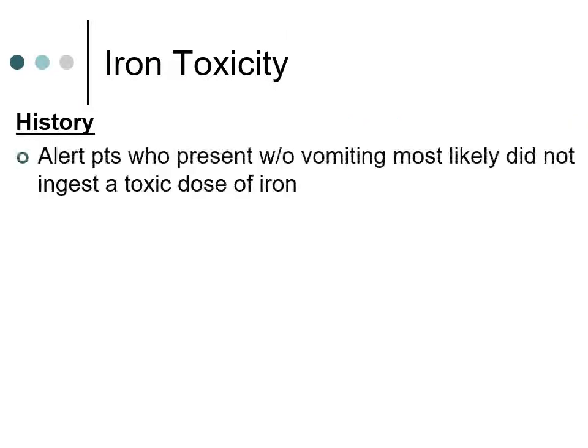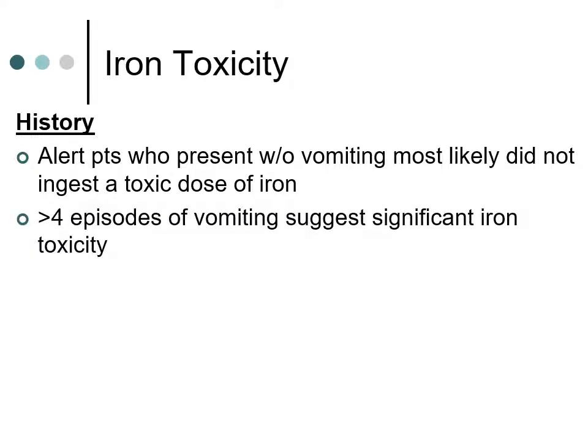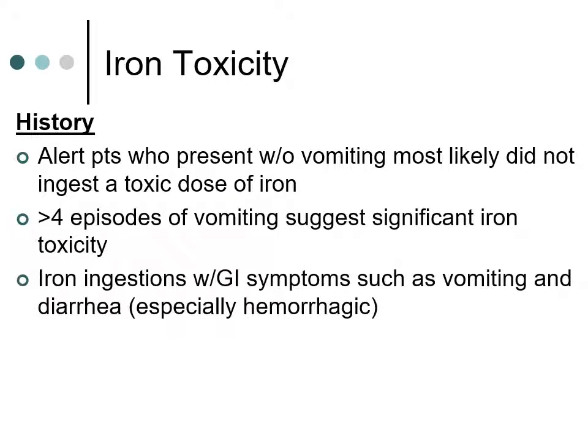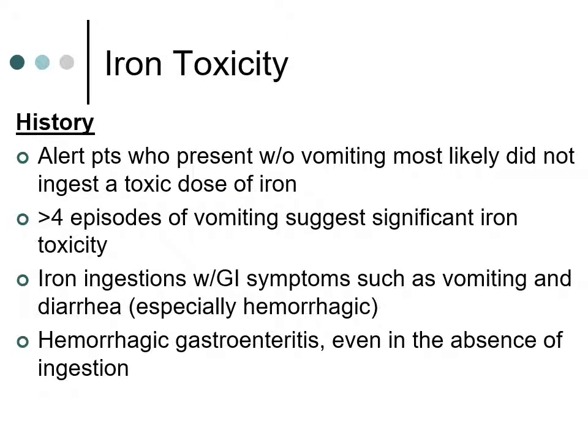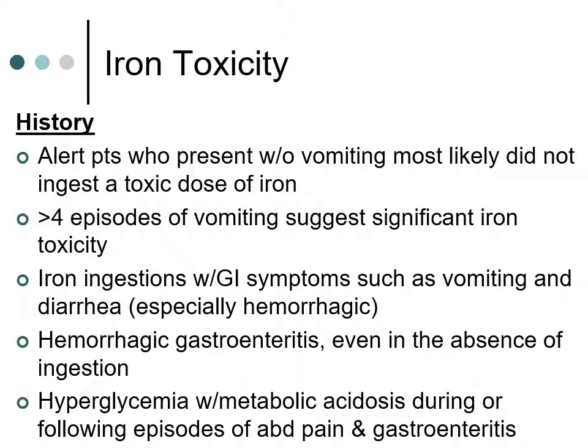Typically, alert patients who are presenting without any symptoms, especially no vomiting, probably didn't get a toxic dose of iron. Anyone who got a decent enough amount to have any significant toxicity is going to throw up. And because it is so rough on the stomach, you can see potentially GI bleeding, bloody diarrhea, bloody vomit can definitely happen here. Later stages tend to present with hyperglycemia with metabolic acidosis, usually following these bouts of abdominal pain and gastroenteritis. There are several stages to it, which we'll go into, similar to what we saw with Tylenol.